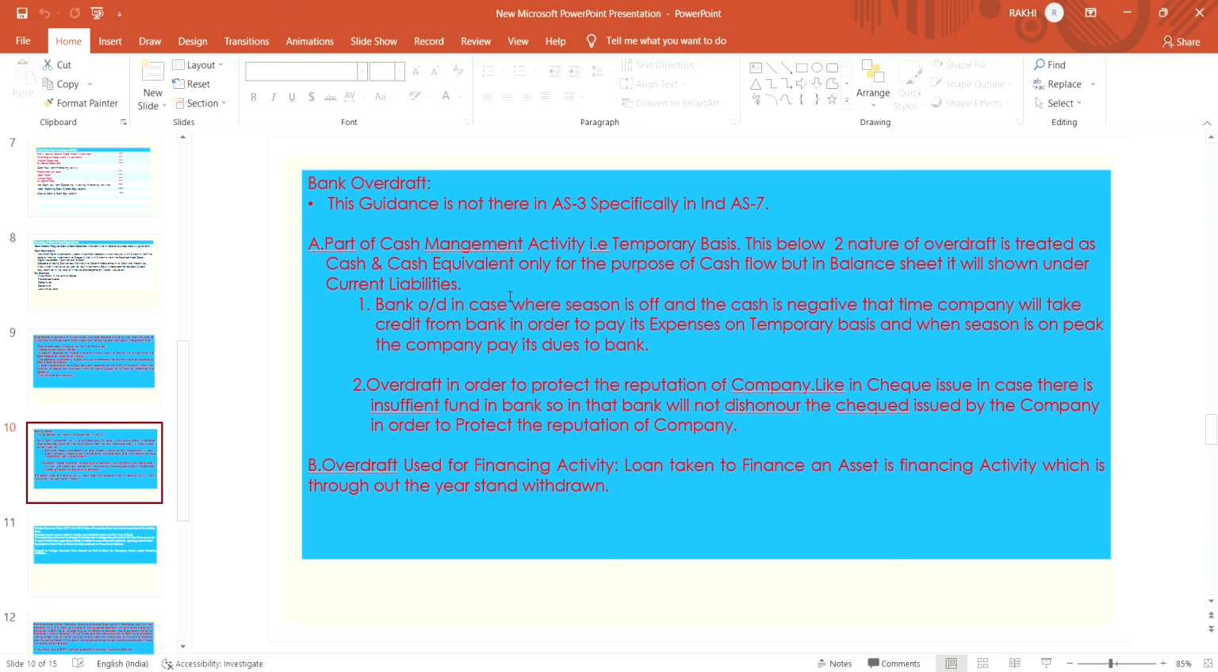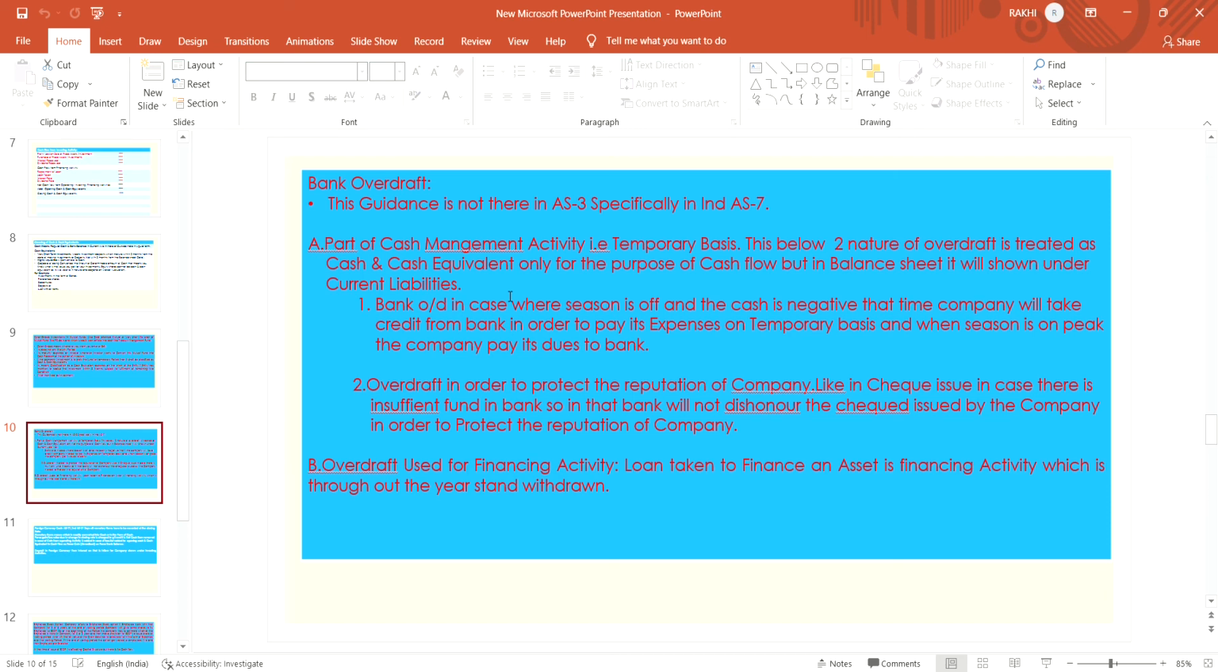Like bank OD: in a case where the season is off and the cash is negative, the company will take credit from the bank in order to pay off its expenses on a temporary basis, and when the season is at peak, the company pays off its dues to the bank. That kind of bank OD is treated as cash and cash equivalent for the purpose of cash flow, but it is shown in the balance sheet under current liability.